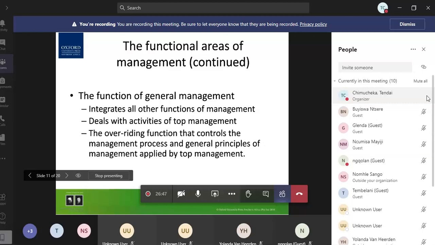General management deals with activities of top management. I think you may have picked it up as I was talking, that general management basically relates to activities of top managers or top management level. The overriding function that controls the management process and general principles of management applied by top management is often referred to as what? General management.